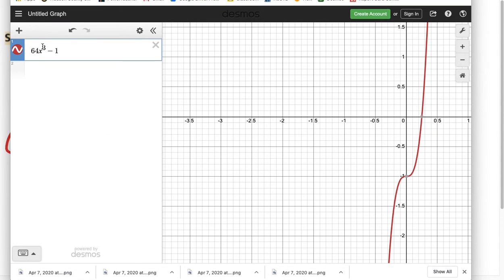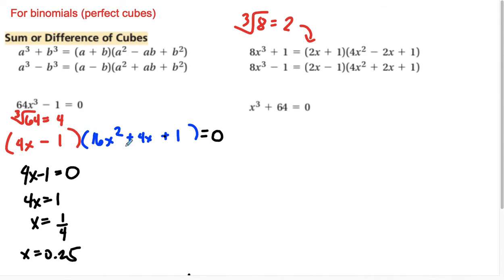So this is 64x cubed minus 1. So you could see that it crosses the x-axis at 0.25. And you also see that it doesn't cross the x-axis any more than that, and that is because this factor is actually going to be imaginary.